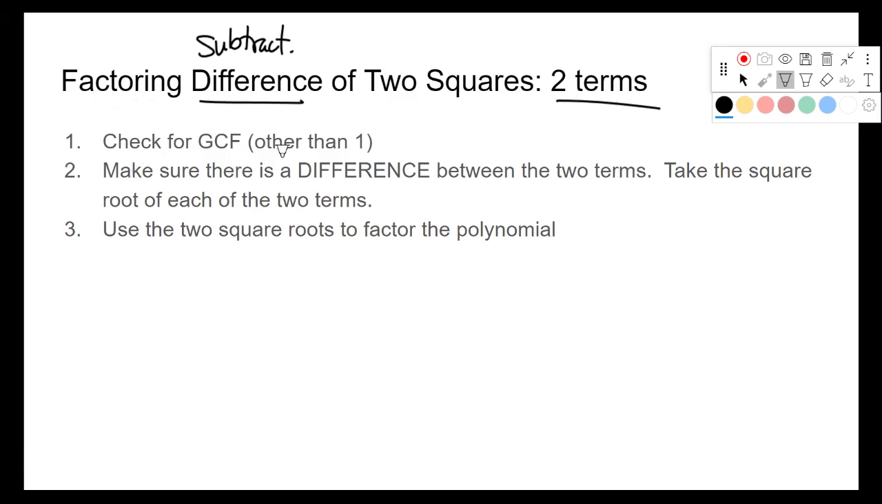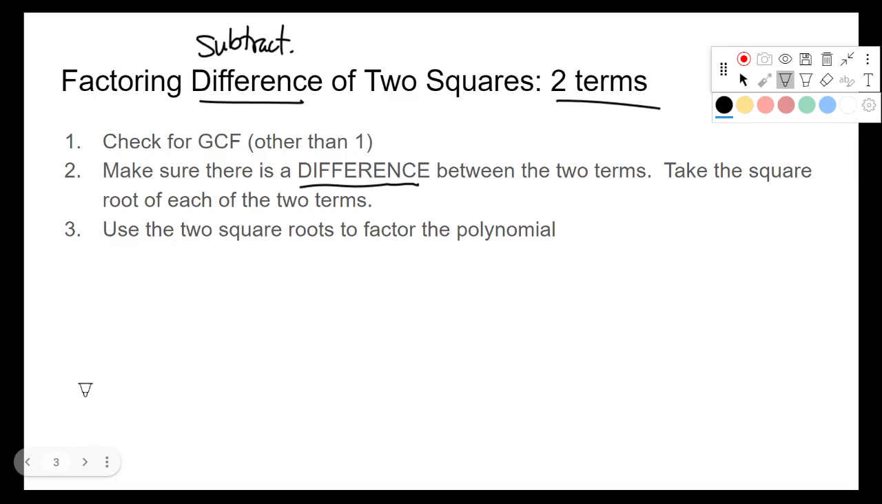Step 2, make sure that there is a difference between the two terms. They have to be subtracted. If they're not subtracted, you cannot use this method. And you're going to take the square root of each of the two terms, and then we're going to use the two square roots that we get to factor the polynomial. I'm going to show you how this works in just a moment. We can see it based on the pattern.